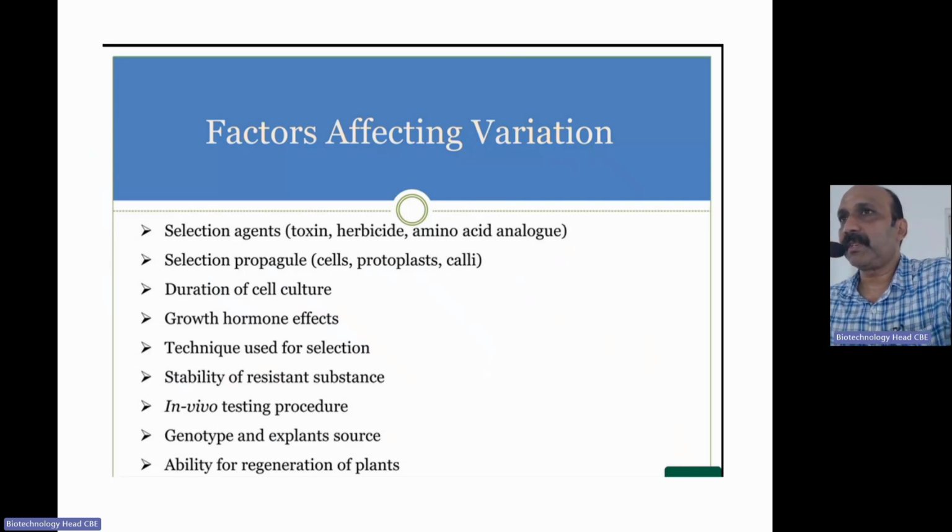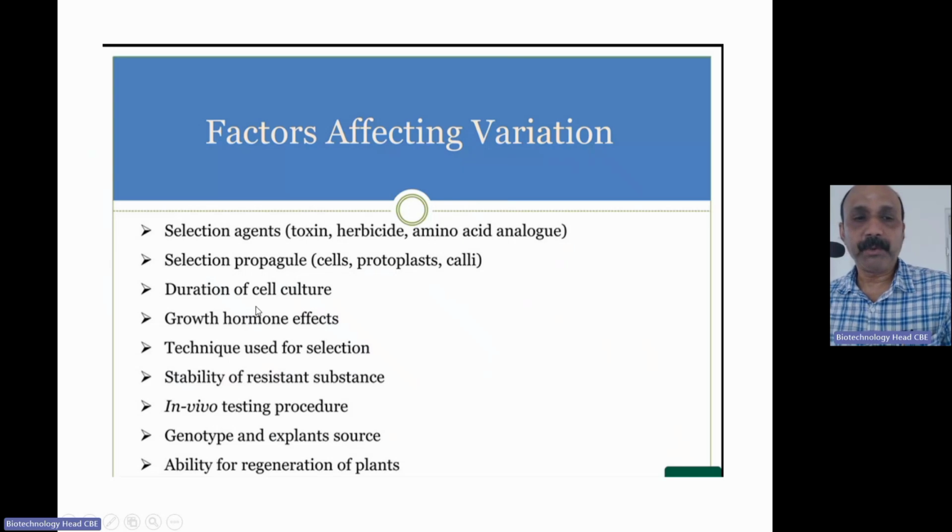So select those plantlets that are resistant to those toxins. For herbicide resistance, add a non-lethal dose of herbicide in the culture, so that only those plants that are tolerant to this herbicide will grow, naturally tolerant or mutated for that herbicide. Or use amino acid analogs for nutritional selection. Any of those selection agents can be added in the media for selecting for the specific type of changes we need, or selection of the propagules, from which we can get the cells, protoplasts, or the calli.